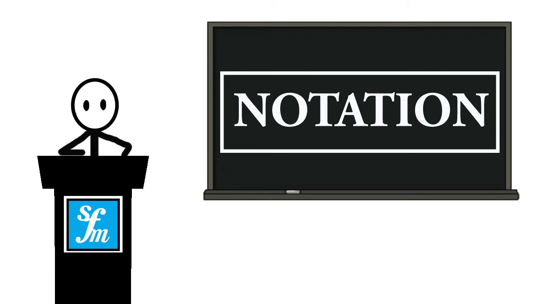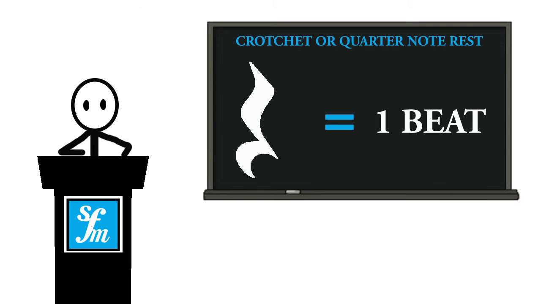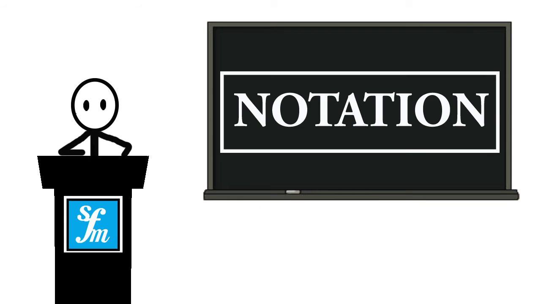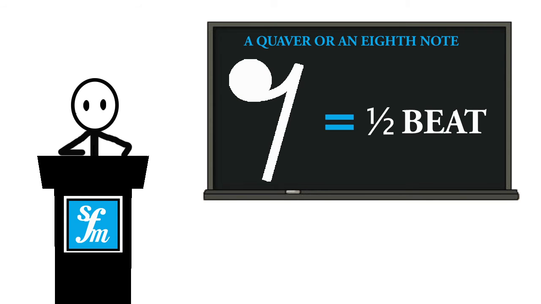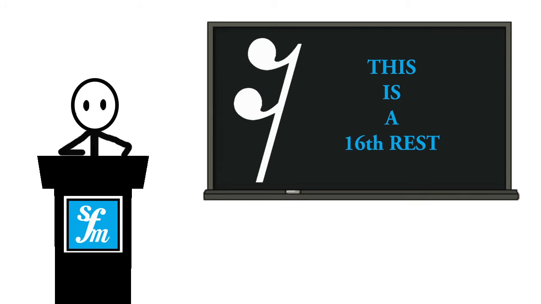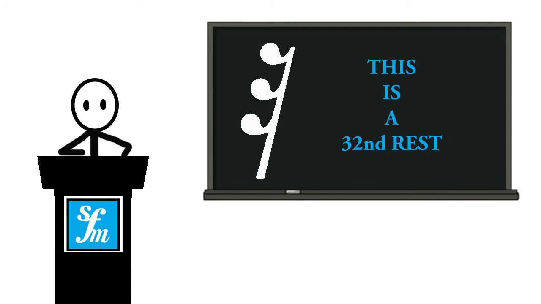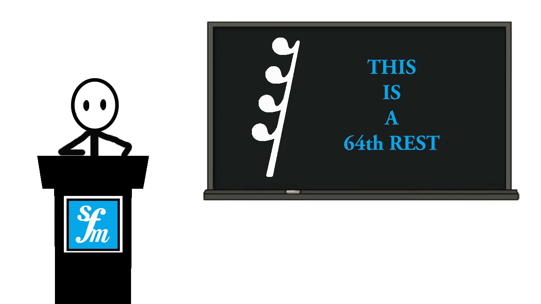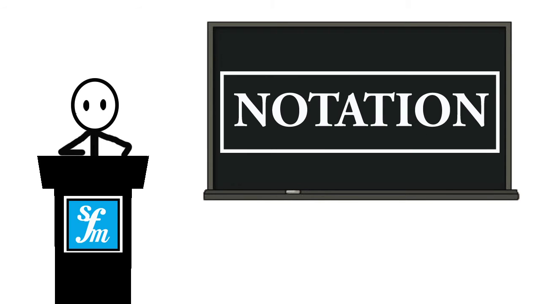In episode 3 of this series, I explained the different value of notes. Each of these notes has a corresponding rest. A crotchet or quarter note rest looks like this. That's one beat. A quaver or 8th note rest looks like this. That's a half beat. And for a semiquaver or 16th note and every note in decreasing value, you add a tail like this. A demi-semiquaver or 32nd rest. A hemi-demi-semiquaver or 64th rest, and so on.